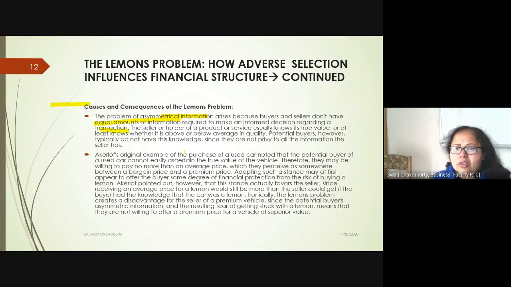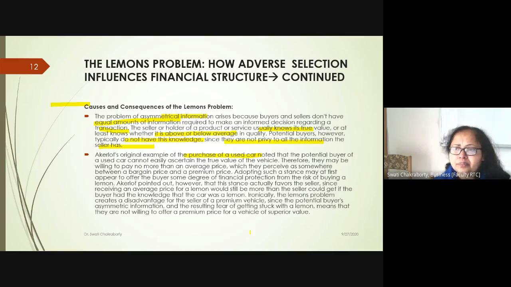The seller or the holder of a product or service knows the true value, or at least knows whether it is above or below average in quality. But potential buyers do not have this knowledge, since they are not privy to all the information the seller has. When Akerlof came up with this problem, his example was the purchase of a used car, where the potential buyer cannot easily determine the true value of the vehicle.